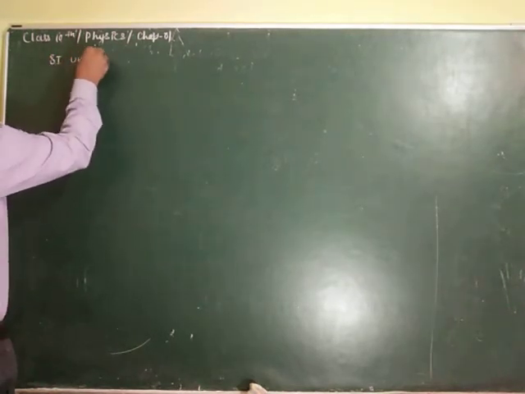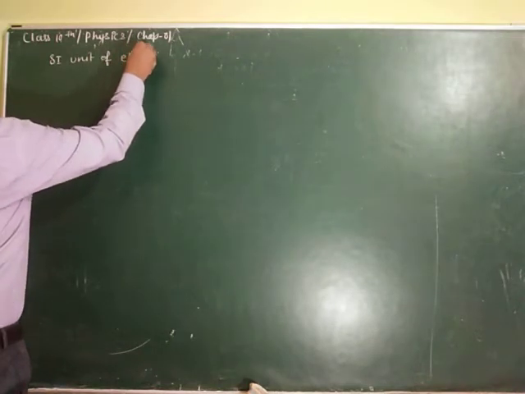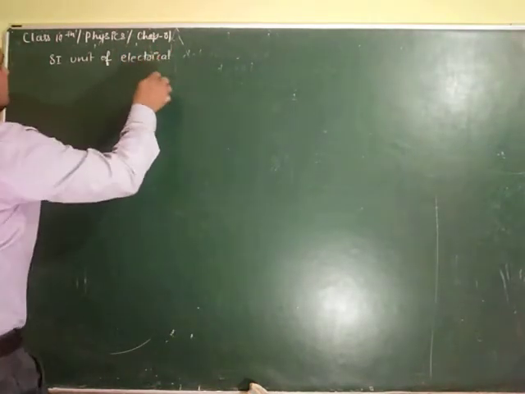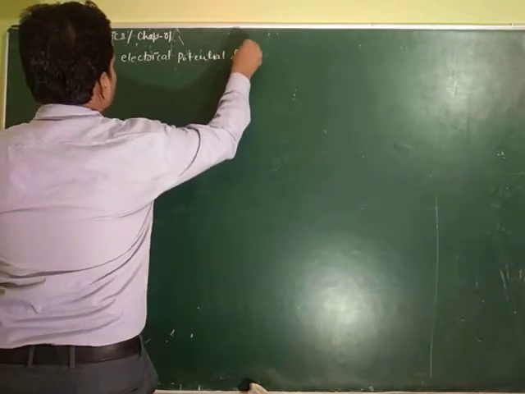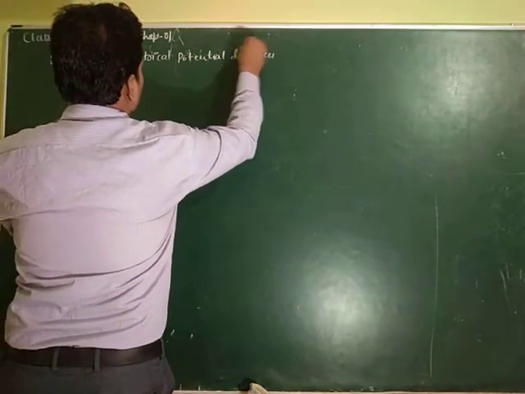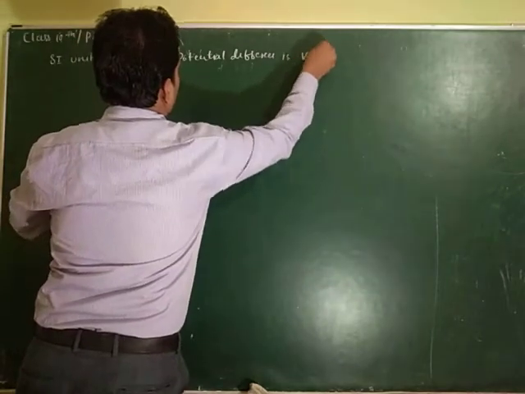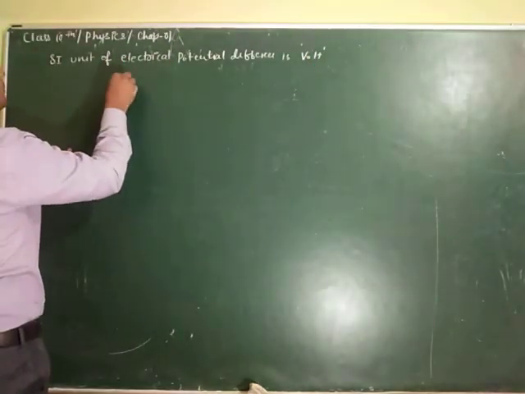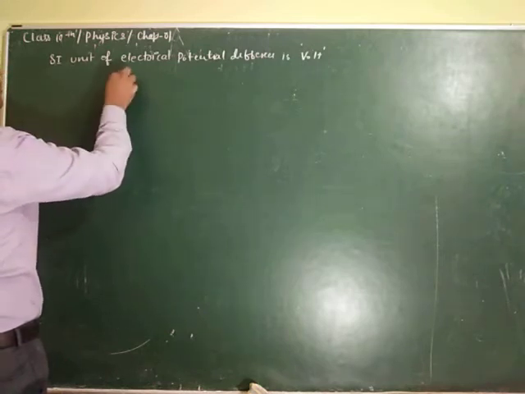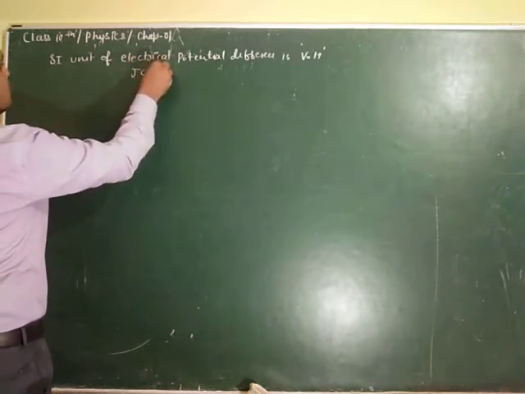Now the SI unit of electrical potential difference is the volt, again volt, and joule per coulomb also.